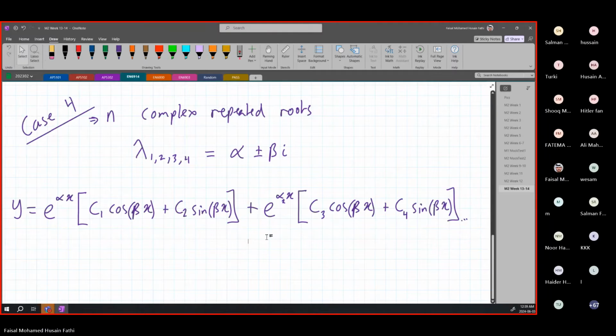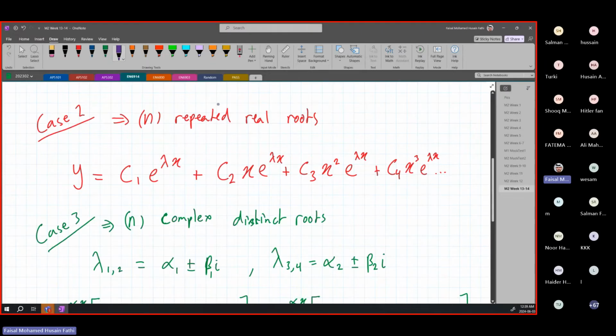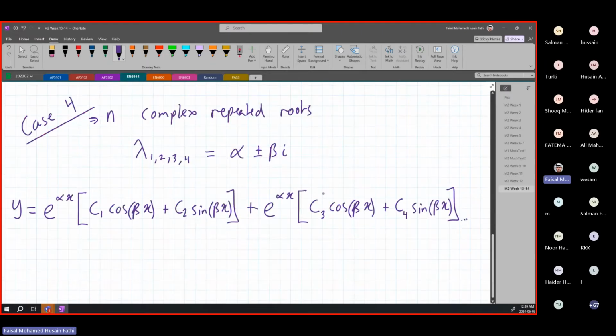So again, e to the power of alpha x, all of it is going to be the same alpha and beta. The only difference is, just like we did in the case of n repeated real roots where we had to add an x, the same thing is going to happen here. We're going to add x to the next one. That's the only difference.